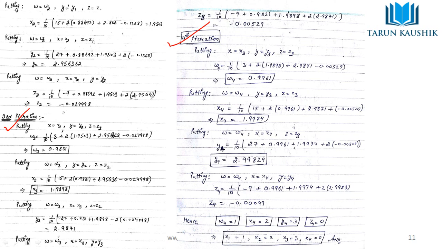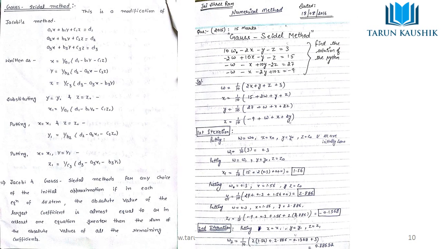After doing that, you will get this value w4. This is nearest to 1, this is nearest to 2, this is nearest to 3, and this is nearest to 0. So w4 is 1, x4 is 2, y4 is 3 and z4 is 0. When you put all these values in this system of equations, you can prove that these answers are correct.